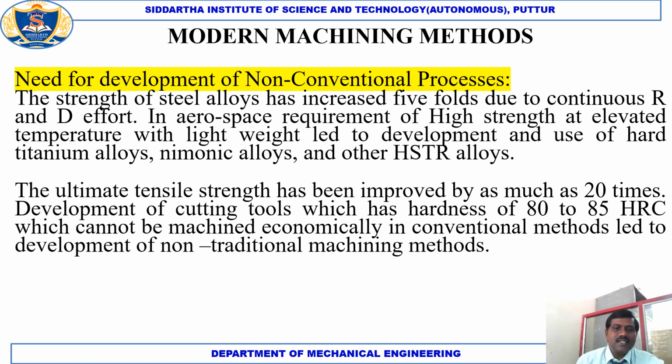The ultimate tensile strength has been improved by as much as 20 times during the Second World War, with whatever materials were developed during this time. The development of cutting tools with hardness of 80 to 85 HRC, which cannot be machined economically by conventional machining methods, led to the development of non-traditional machining methods. Because of this high strength, high temperature resistance and high hardness of the developed materials, there is a need to develop these modern machining methods or non-conventional machining processes.